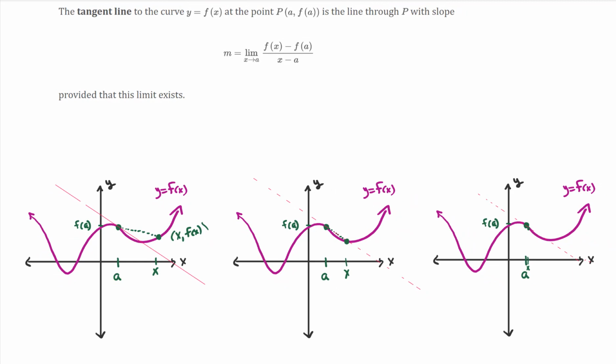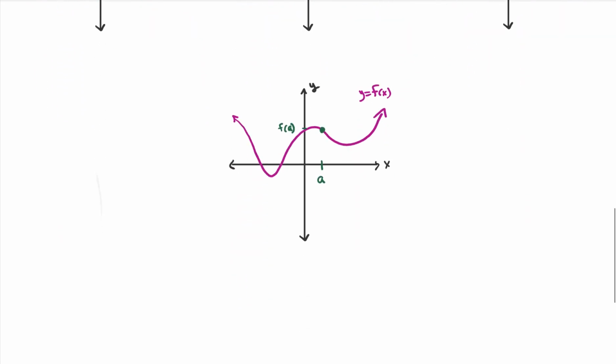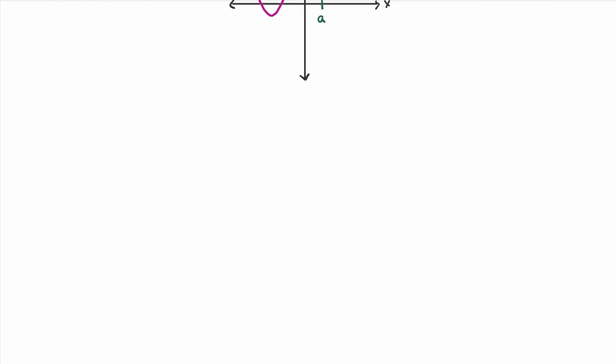Yeah. As your x values get closer together, your y values get closer together. And it's going to create some sort of slope. And the magic of limits is actually going to show us the slope of the tangent line by doing this. So let's just jump into an example.